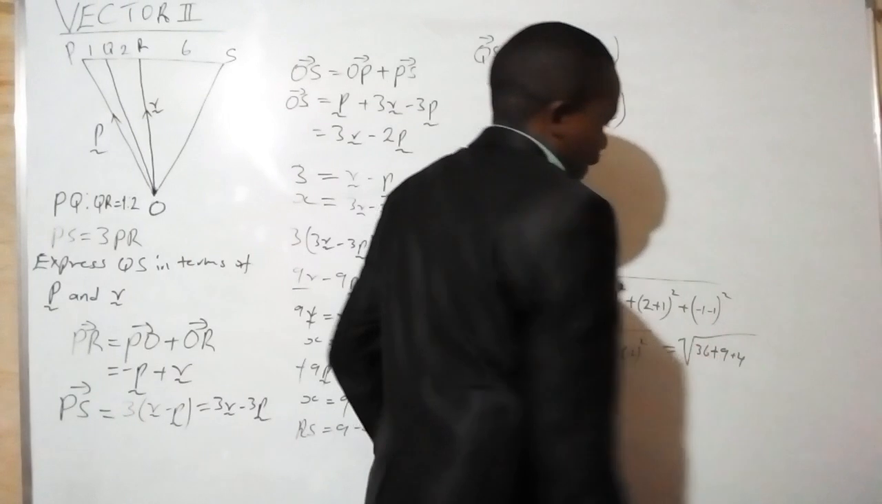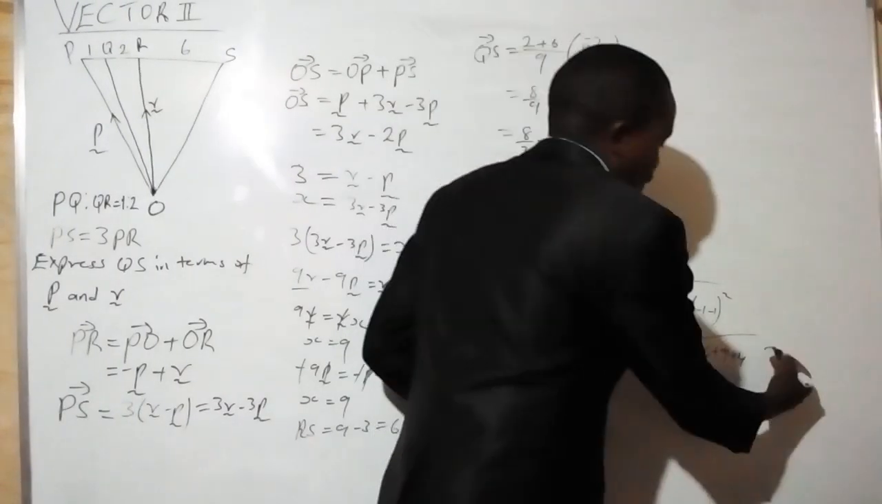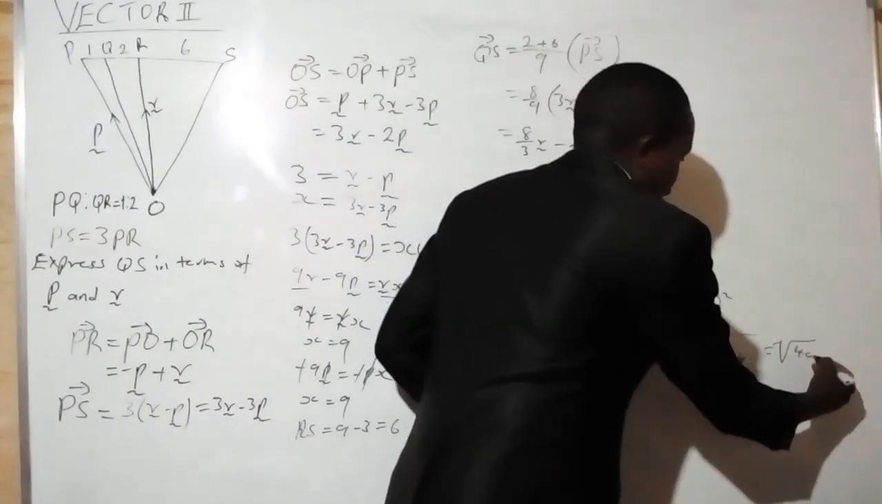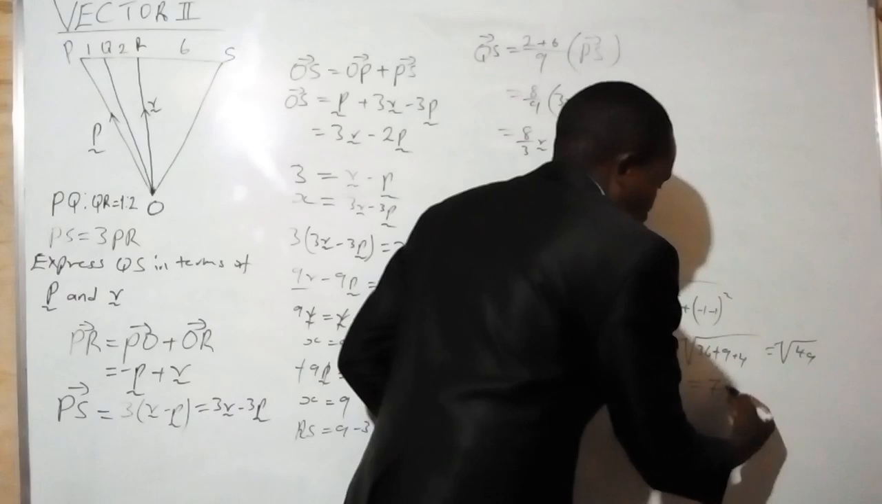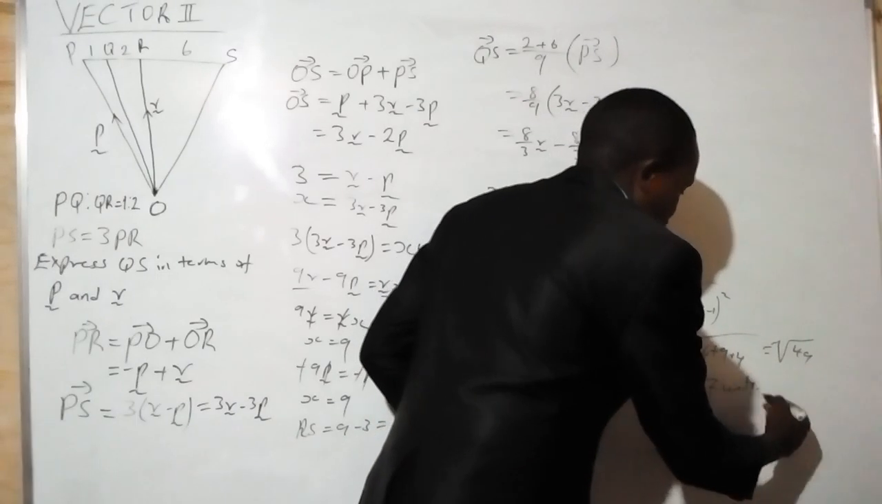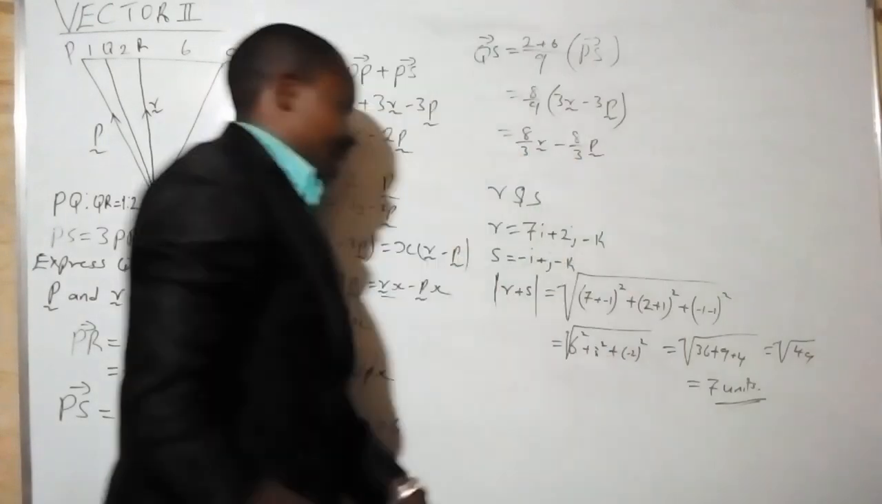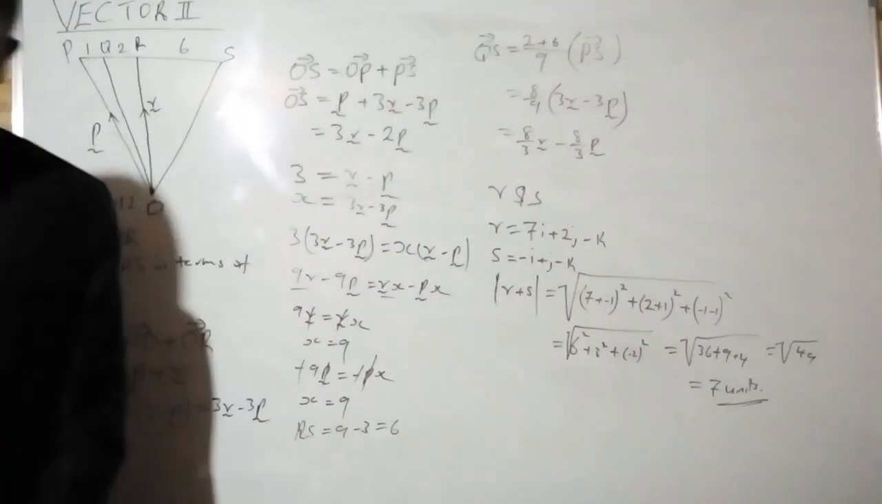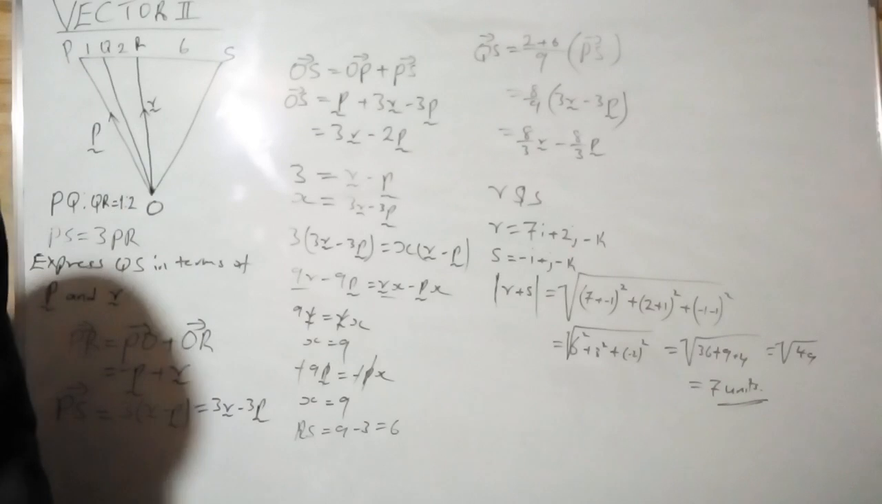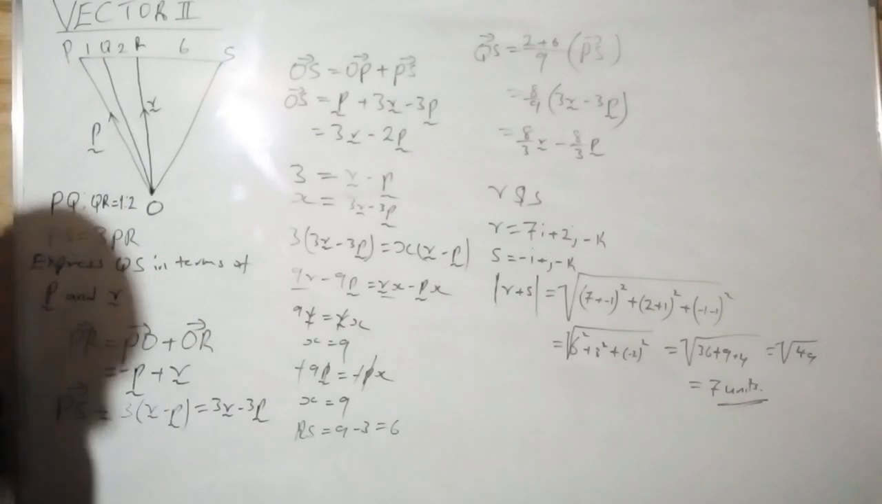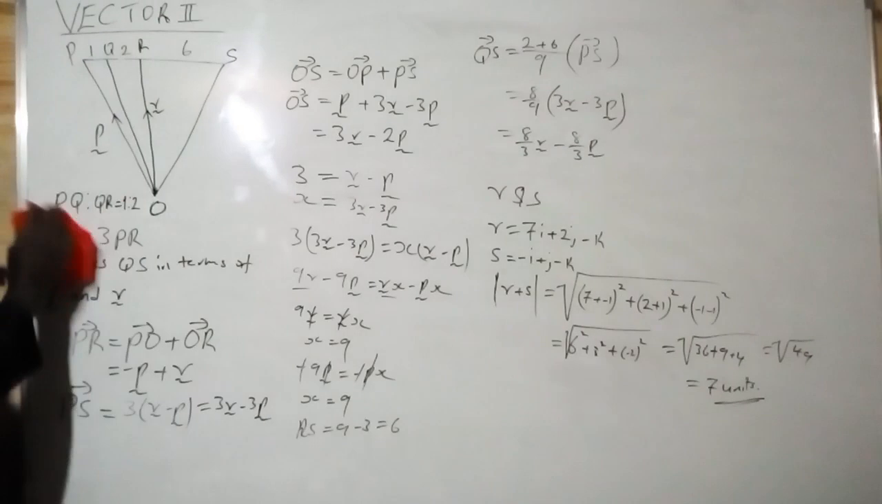This is supposed to be root 49, and the square root of 49 is 7 units, and that is the correct answer for that part. Next, I will have this part here, your vectors.